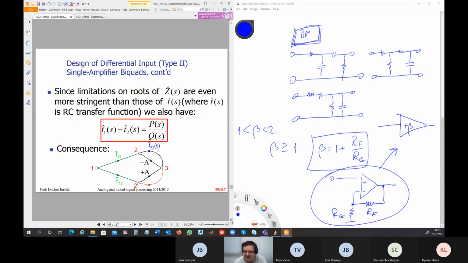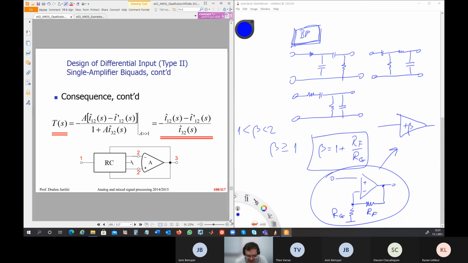Or you can make subtraction of two transfer functions, and it's even easier because the limitations on the roots of Z of S are more stringent than those of the transfer function. T of S is an RC transfer function, and then how do we make this minus? We go with two signal paths from the input, and then we have subtraction here because of plus and minus A. So this is what we can do.